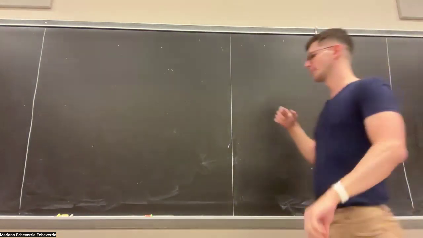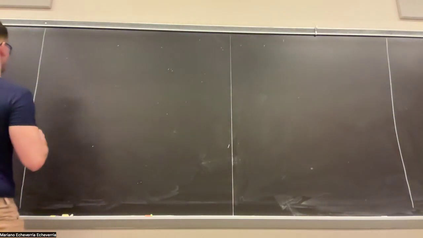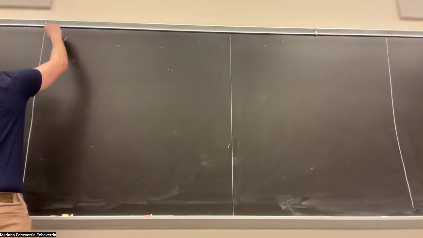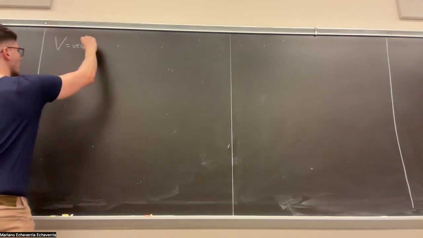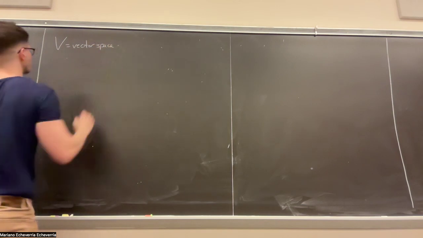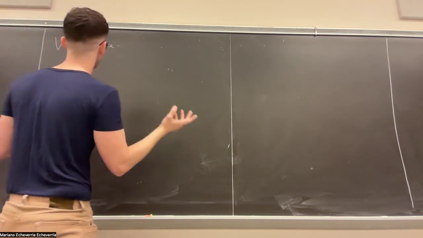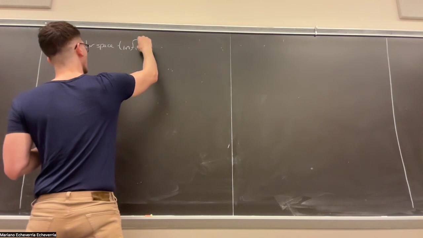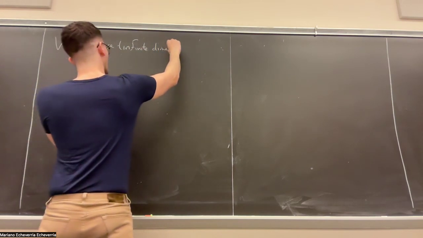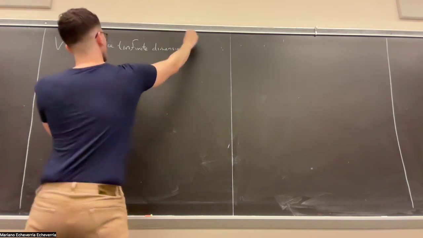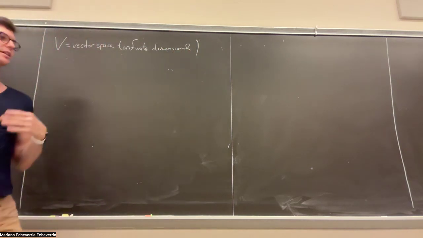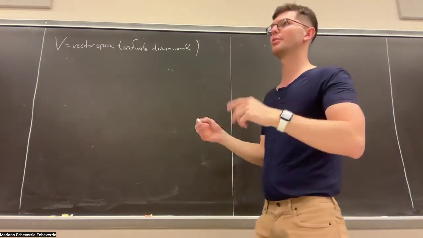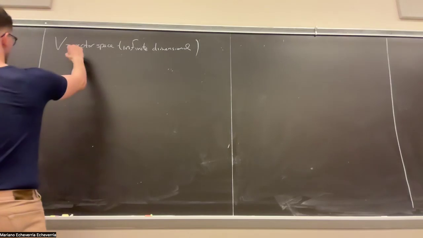So what I was mentioning last time is that we are considering vector spaces, right? So you have a vector space. Again, for our purposes, it would be infinite dimensional. And what I was saying last time is that we will equip the vector space with an inner product.